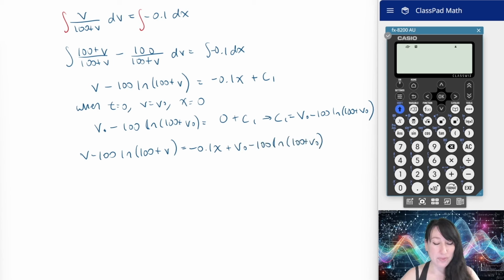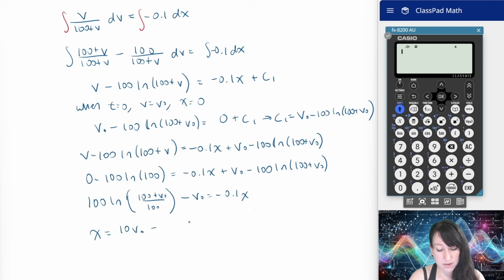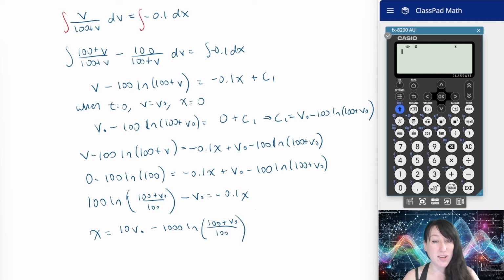And as we were saying, maximum height occurs when velocity is 0. So v will be 0, and then we could solve for x. So we'll just move those terms to the other side and use some log laws to put those ln's together. So we'll get x is 10v naught minus 1000 ln of 100 plus v naught over 100. So that's the max height of the projectile.